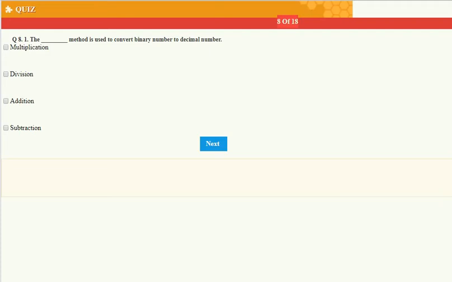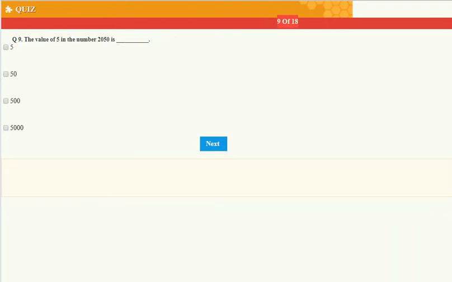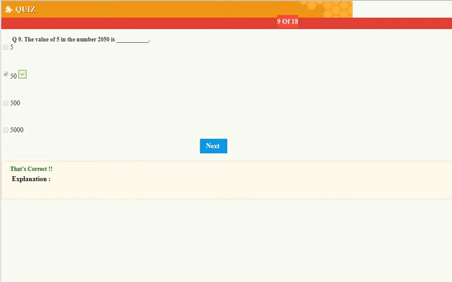The dash method is used to convert binary numbers to decimal numbers. Which method is used to convert a binary number to decimal? Multiplication. The value of 5 in the number 2050 is 50.